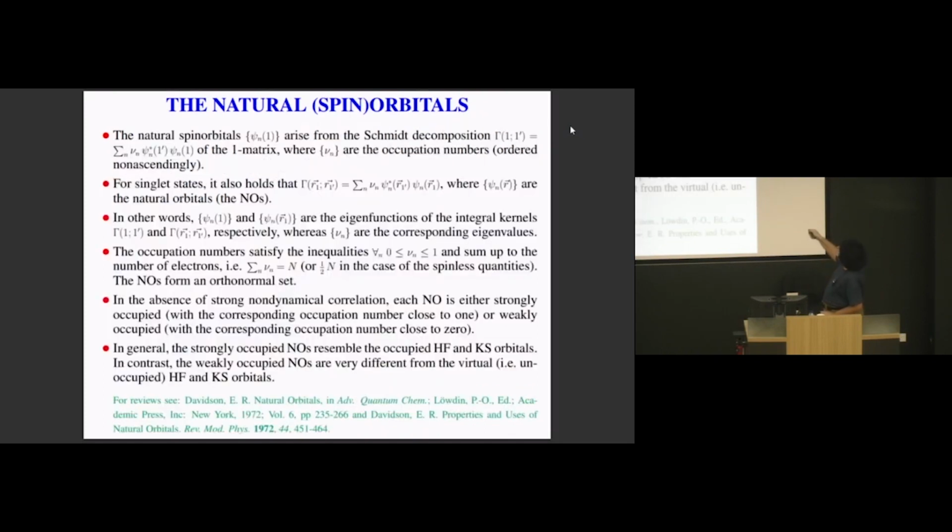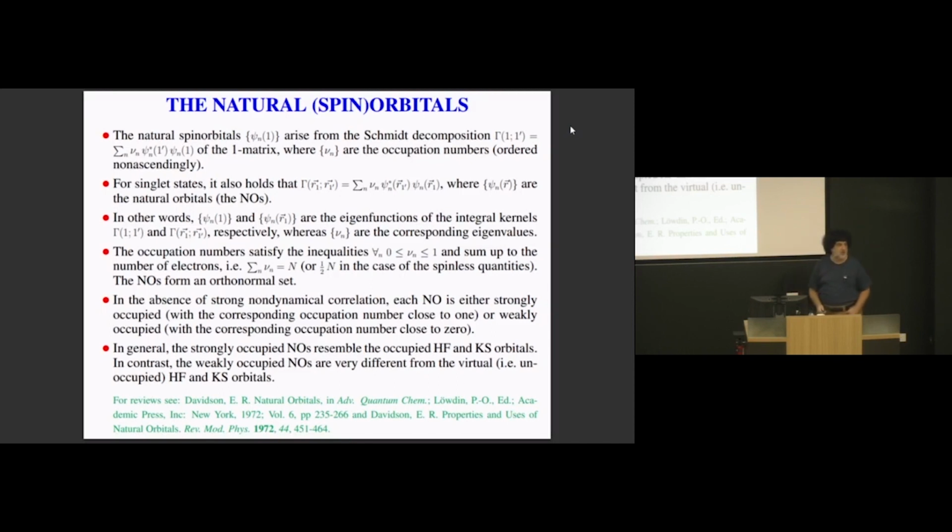All right, so those natural orbitals are nothing but a Schmidt decomposition of a one matrix, and those numbers are occupation numbers, also ordered non-ascendingly. For singlet states, we also can do decomposition of a Cartesian part, of a position part of that. In other words, those natural spin orbitals and natural orbitals are eigenfunctions of integral kernels given by those one matrices, and occupation numbers are corresponding eigenvalues.